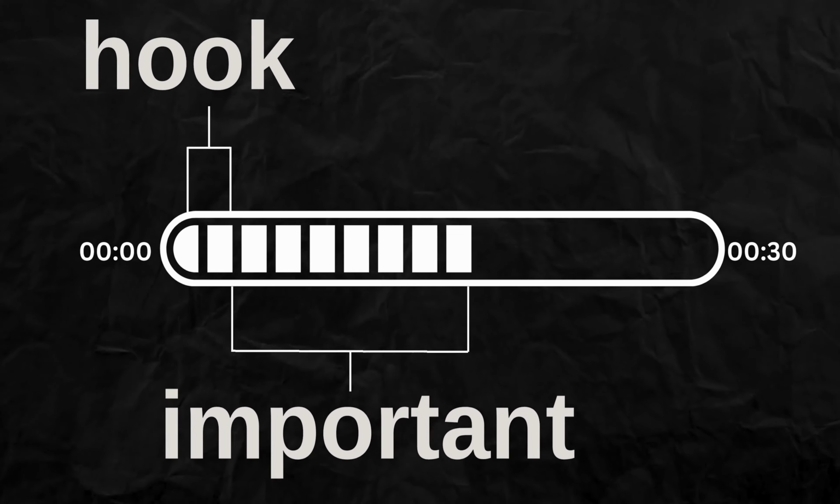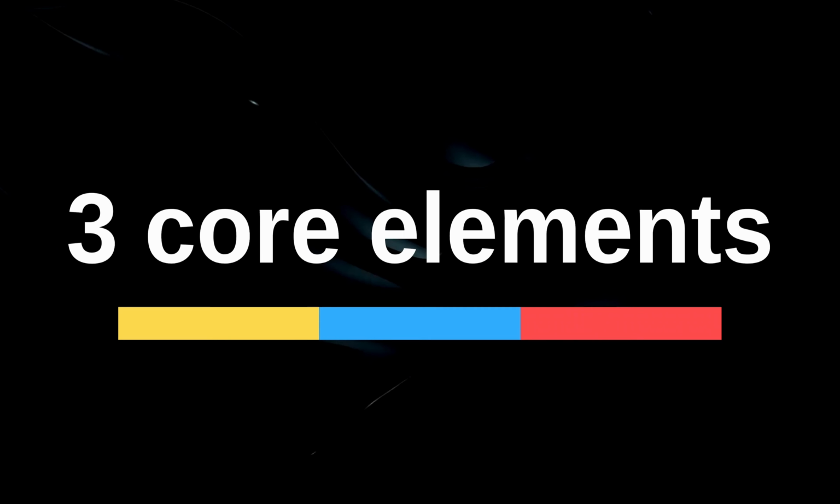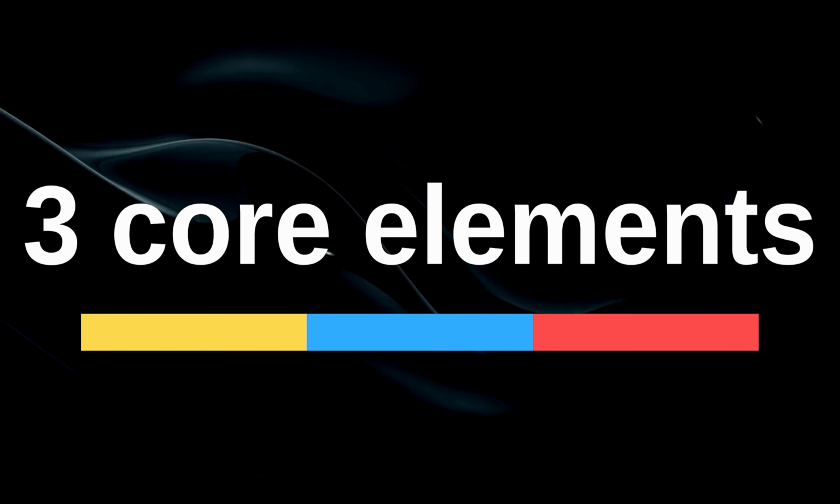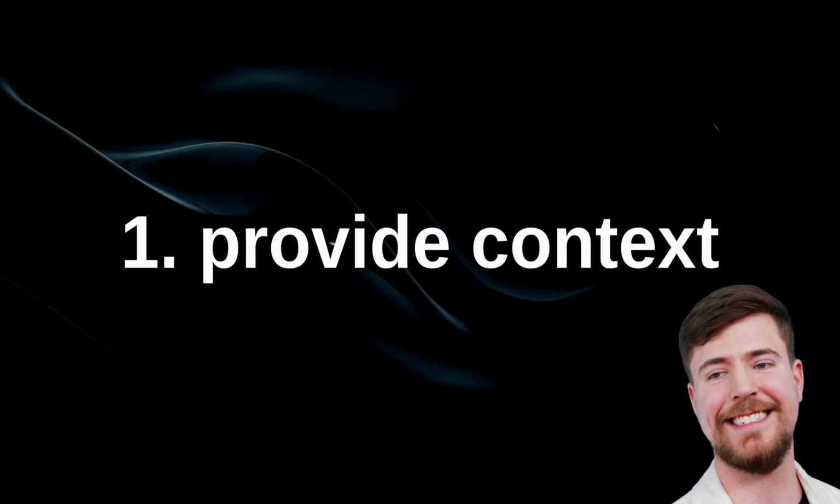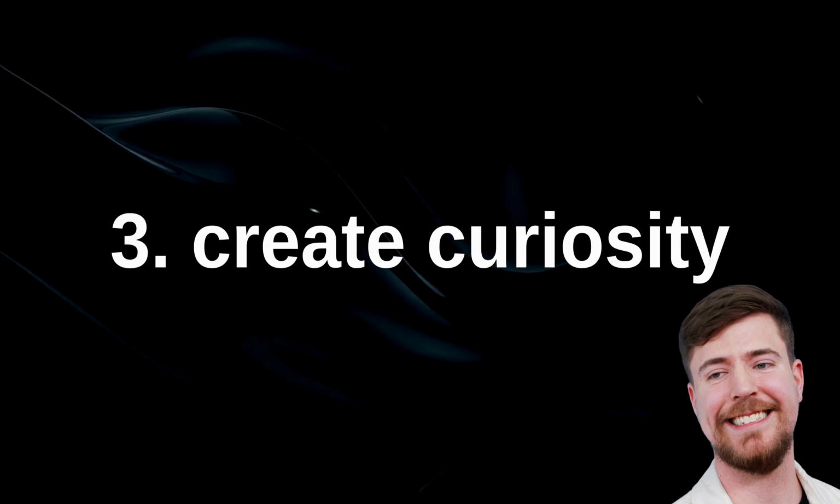So, once you've made it through the first 5 seconds and you've hooked your viewer, the next 20 to 30 seconds also really count. Because to keep up retention throughout the entire introduction, MrBeast always uses the same 3 core elements. Number 1 is provide context, number 2 is introduce the main payoff, and number 3 is create curiosity. So let's hop back to the solitary confinement video and I'll show you exactly how he provides all these 3 elements. So this is how he provides context.